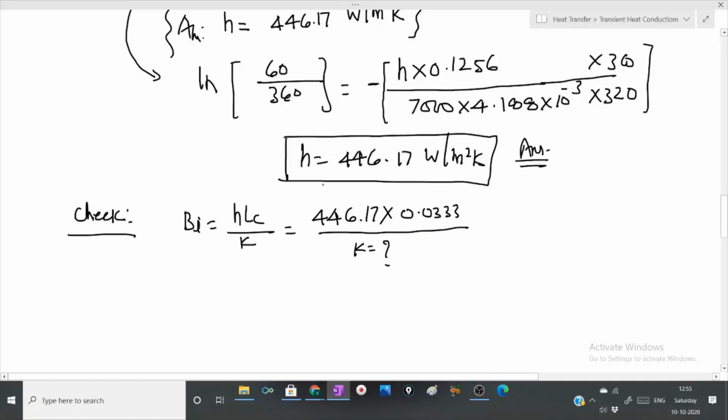Okay, this is a special problem. I thought it was a straightforward problem, but there is no value of k also given to us. Okay, so this way you can solve this problem by assuming the Biot number is less than 0.1.